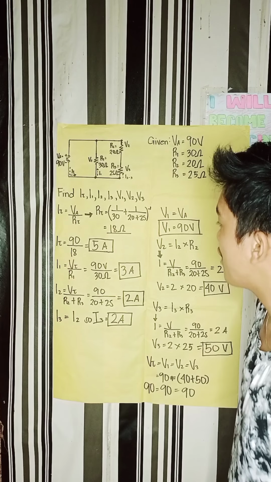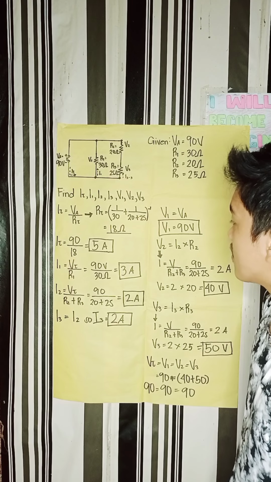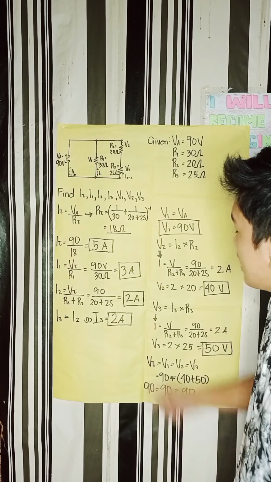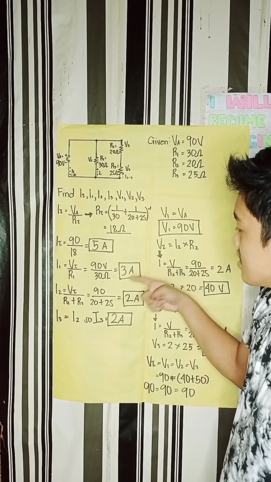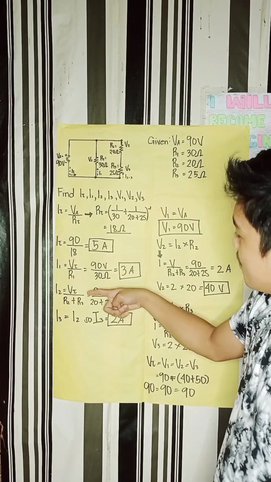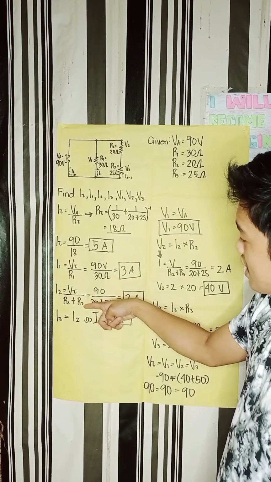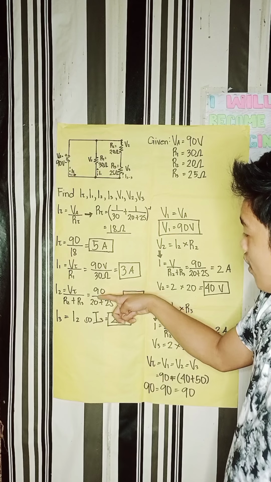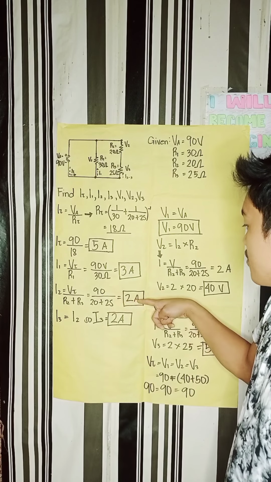So next is I1. The formula for I1 is equal to total voltage over R1. So 90 volts divided by 30 ohms is equal to 3 ampere. So next is I2. Total voltage over R2 plus R3 is equal to 90 over 45. So 90 divided by 45 is equal to 2 ampere.